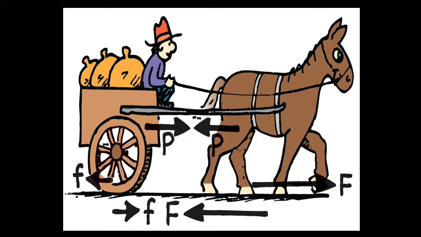F net is P minus f. F net is P minus f. So there are two horizontal forces on the cart. Okay, let's look at that once more. We'll look at the former drawing, and we'll look at the question that follows. Okay, just hold on for a second.